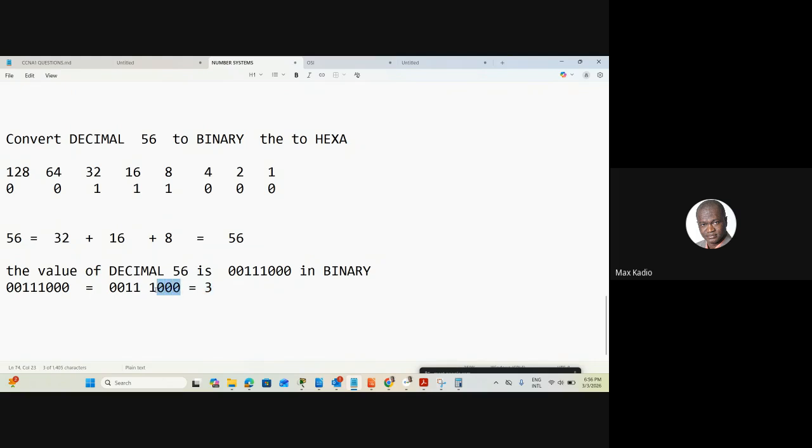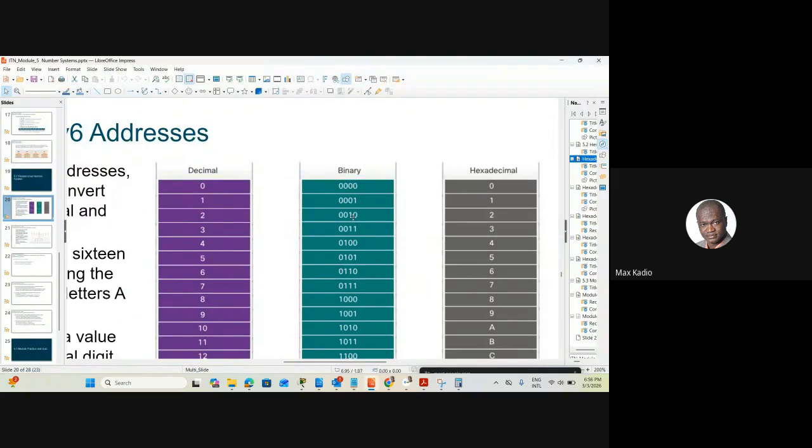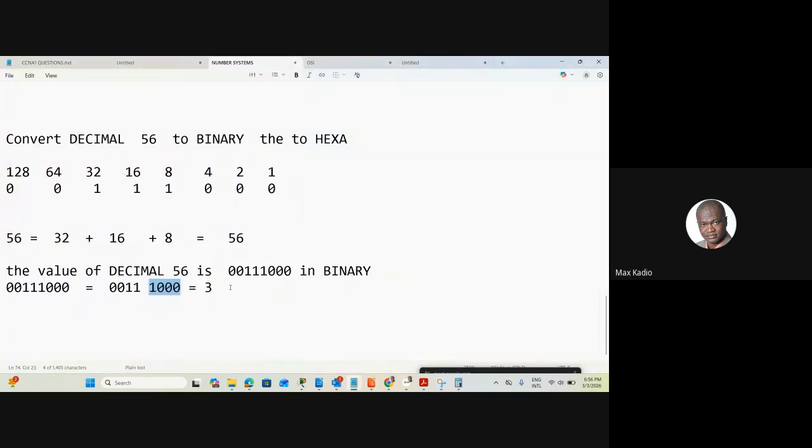And this value, binary 1000 is here. You see, the equivalent is 8. Then you put 8 here. Or you can now combine them: 3, 8 in hexa. So this is your answer. 3, 8 in hexa. So this is how it works.